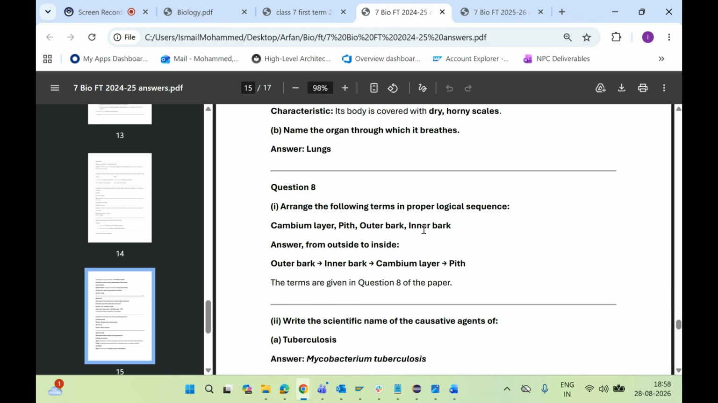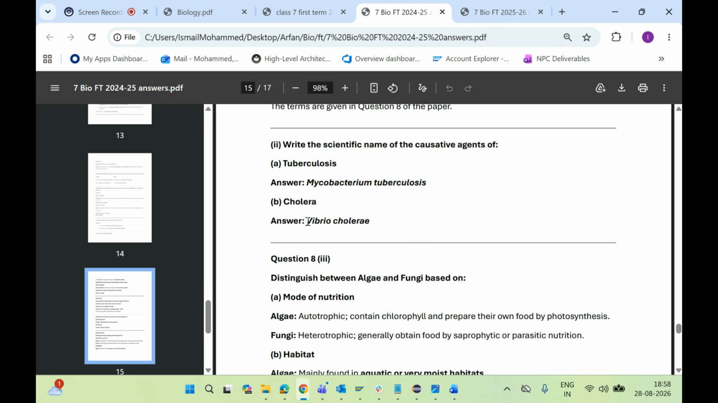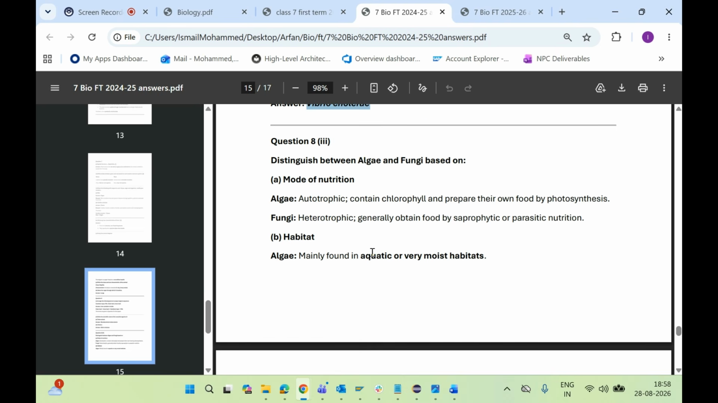Cambium, Baekener. So this belongs to the plant kingdom. You can omit. Next one, scientific name of tuberculosis. It is called Mycobacterium tuberculosis. This is the scientific name. And for cholera, the scientific name is Vibrio cholerae. Okay.